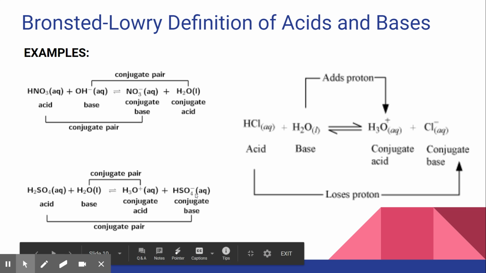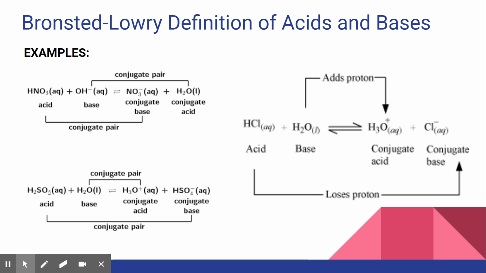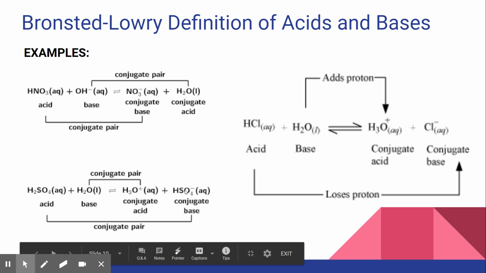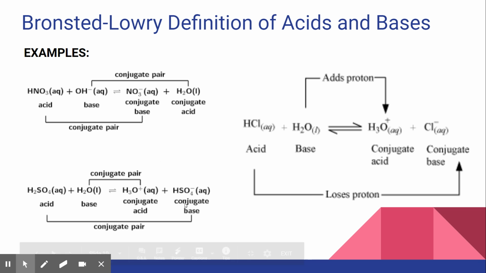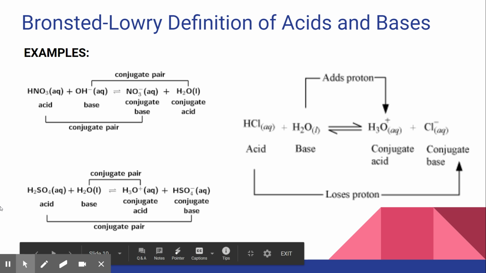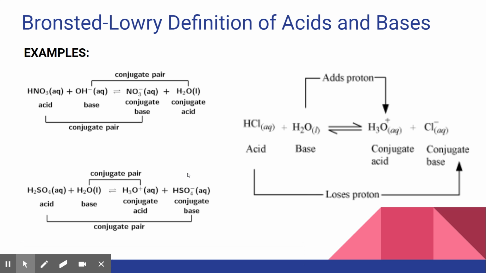Then last one here, conjugate base. The HSO4 minus is the conjugate base because it's the result of the acid losing H plus. Or you could think of it as, if the reaction goes backwards, HSO4 minus takes on an H plus to become H2SO4, which is the base. So the conjugate base. Again, you can think of it one of two ways: the result of the acid losing the hydrogen, or if you go backwards and look at the base, it gains an H plus.